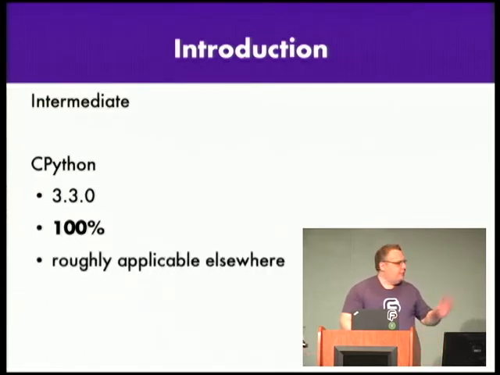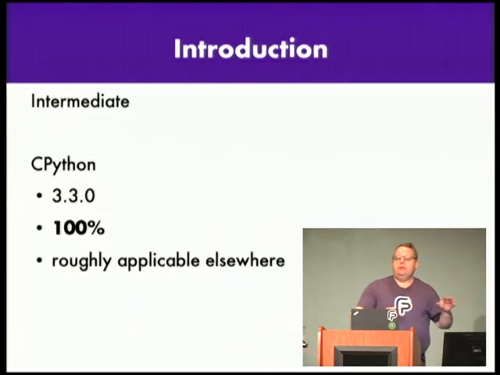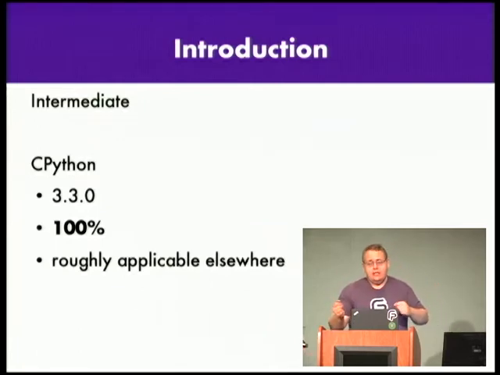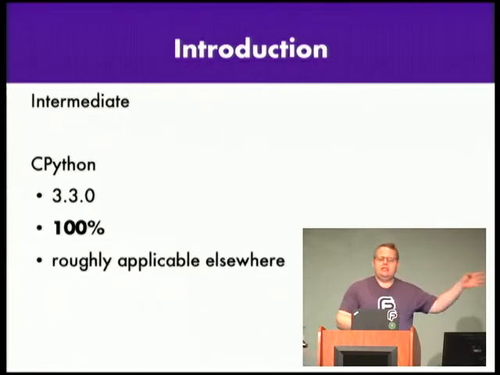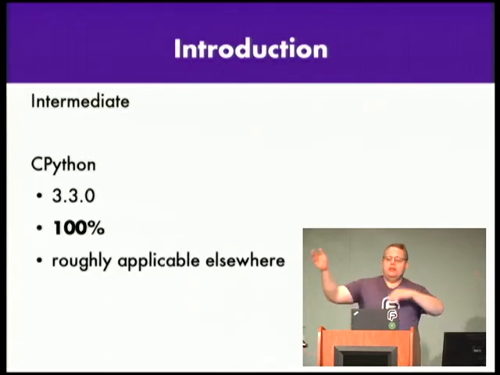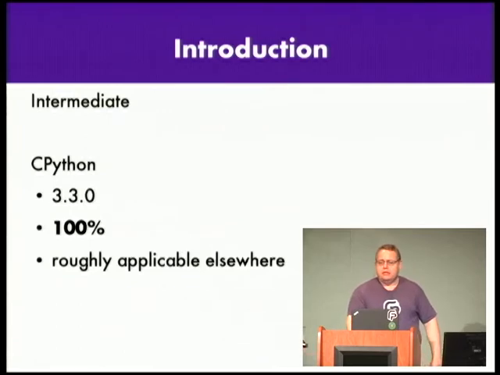Now, this information I'm going to give you is roughly applicable to other implementations, but not directly. PyPy has its own bytecode, which is similar, but not exactly the same. And IronPython and Jython, the whole purpose of those is that they're using the Java virtual machine and the CLR, and those have their own bytecodes, and they're very different. The concepts are going to be relevant, but unfortunately the concepts are only going to get you so far in those environments. So this is really for people who are using CPython.